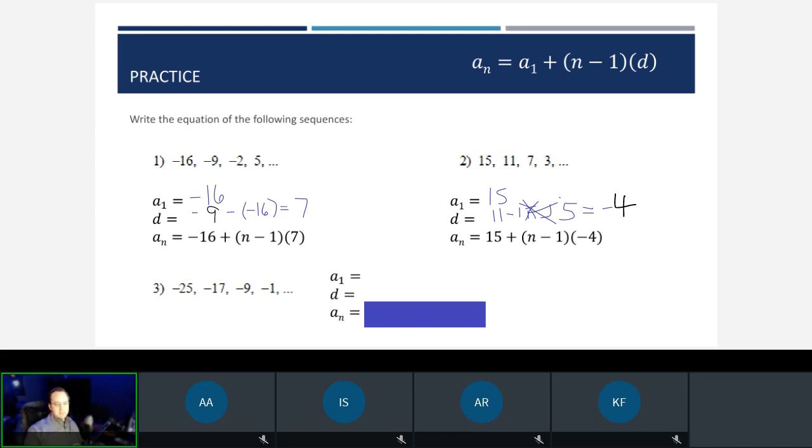And for the last one, this is all pretty good by now, right? First term, everyone can see the first term is negative 25.